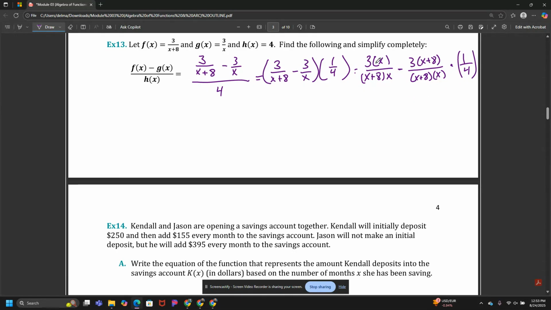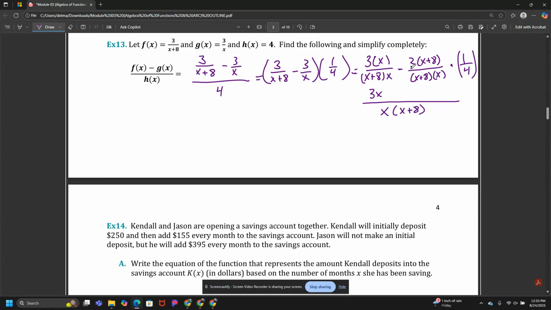So I'm just going to rewrite this all over that new common denominator. Now, I don't know whether y'all want me to write it under here, or y'all want me to move over here. I don't know what's going to be better for y'all, so I'm going to write it. So my common denominator is x times x plus 8 now.